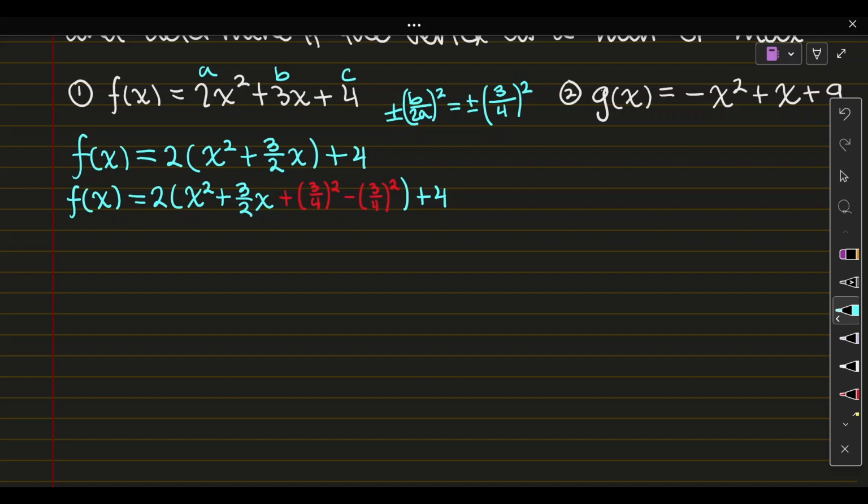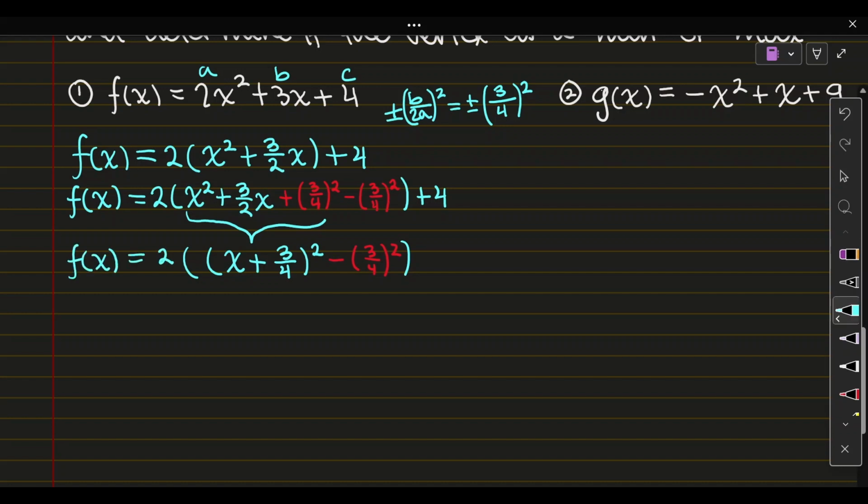Now I can go ahead and notice that this here is going to be the perfect square, (x plus 3 over 4) squared, okay? And then I have minus (3 over 4) squared. All I did was rewrite that perfect square there. Everything else stayed the same.